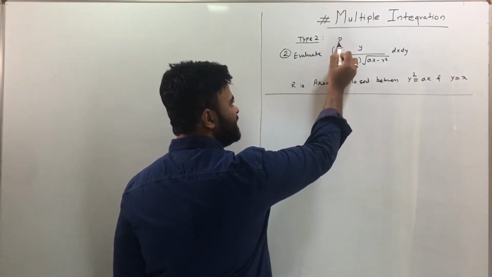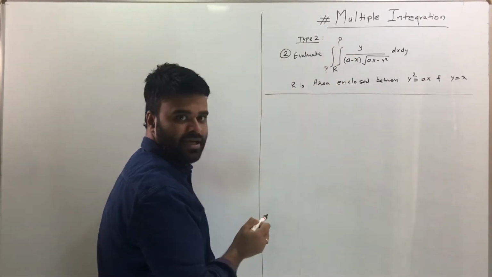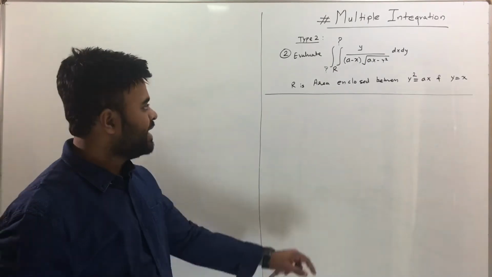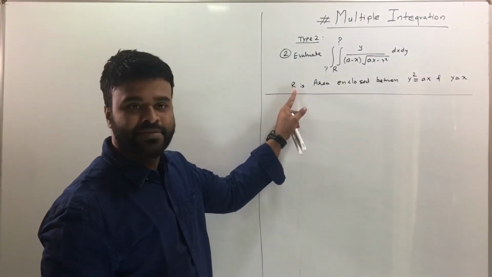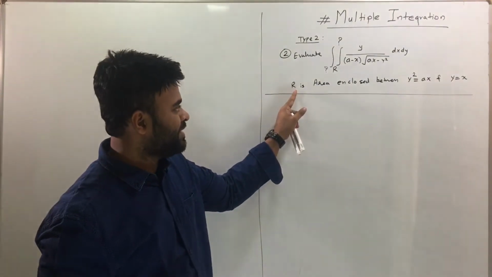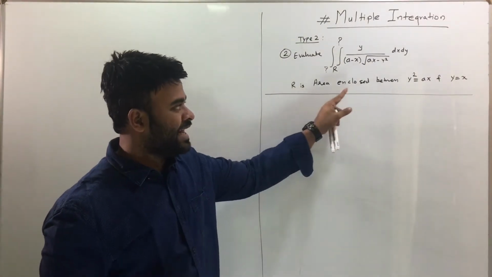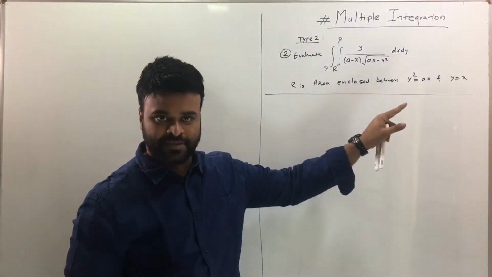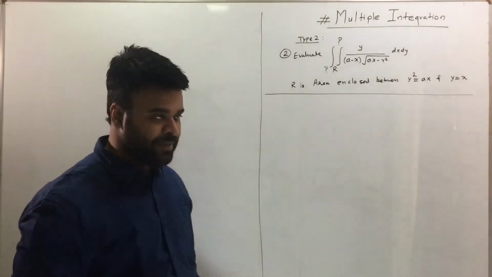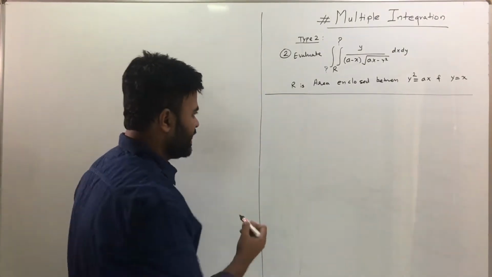notice that the limits are not given. Instead of giving the limits, they have mentioned that the limits of the integral are over the area enclosed by these two curves. And how do we figure out the limits? Here we go. Let's get started.